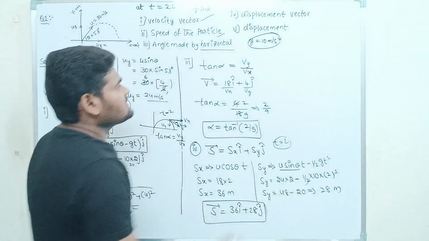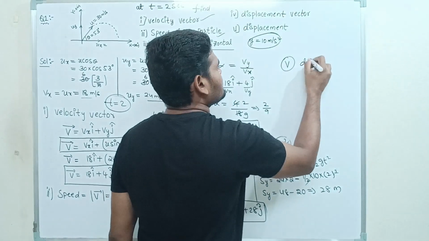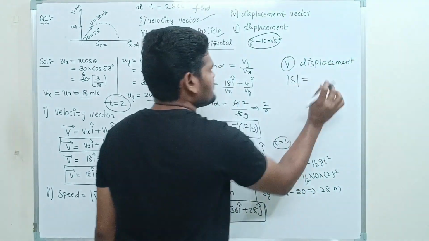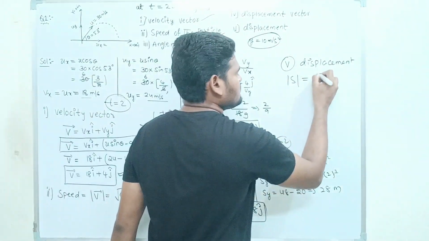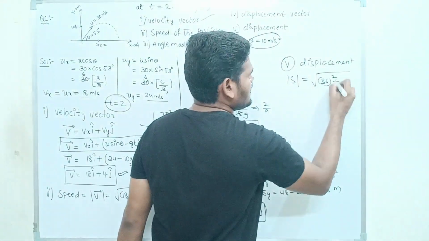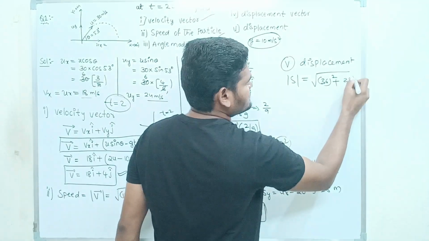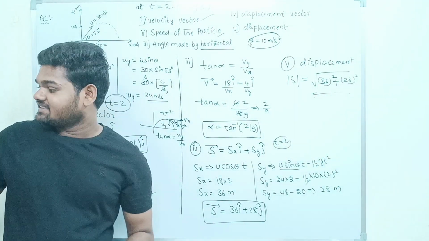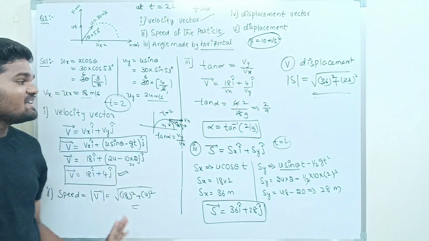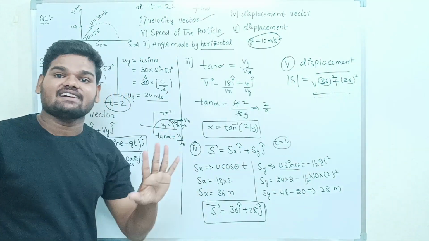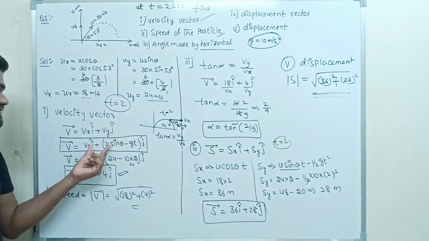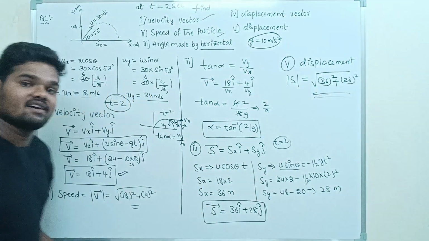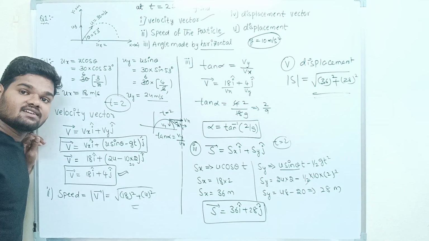That's it. What is the fifth one they are asking? Displacement. They are asking displacement. Just find the magnitude of displacement. So what is that? Under root of 36 square plus 28 square. That's it. Any difficulties there? Simple problems now. So that's why please learn the concepts. Once you learn the concept, then you can do the problems easily. Right, so pause the video and write the solution.